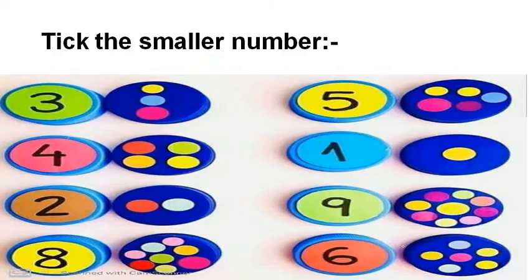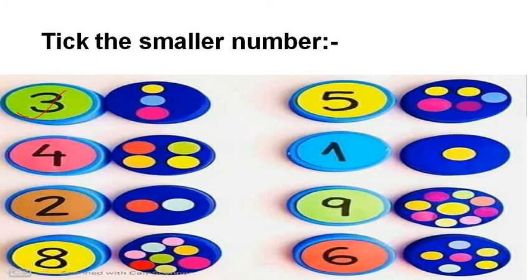Okay. Now look. What is this? This is tick the smaller number. Tick the smaller number means we have to make a tick mark among this pair of numbers. Okay. This is number 3 and this is number 5. Which is the smaller among these two numbers? 1, 2 and 3. This is 5. 1, 2, 3, 4, 5. Which is the smaller? Which is less in numbers? Yes, it is number 3. Tick mark.